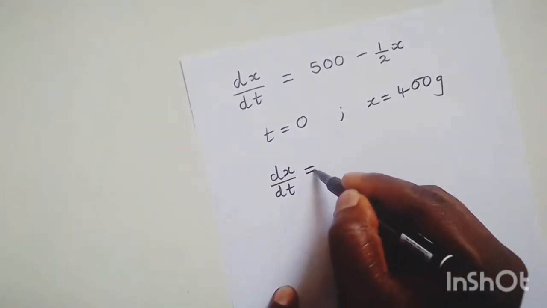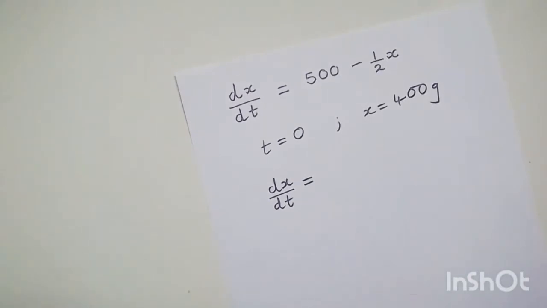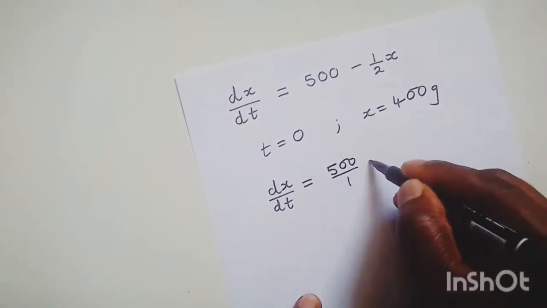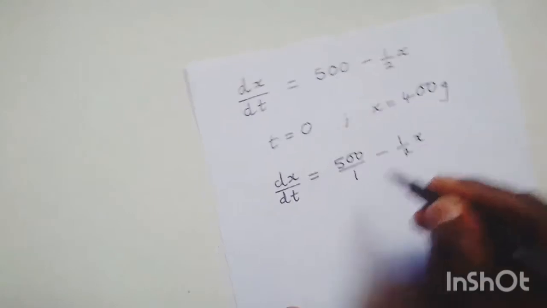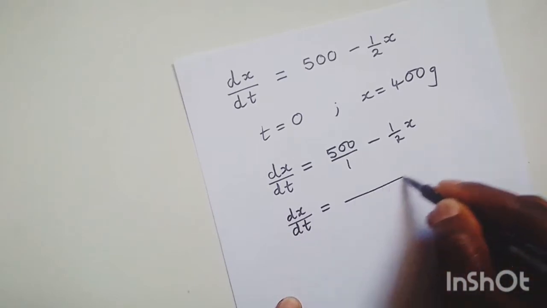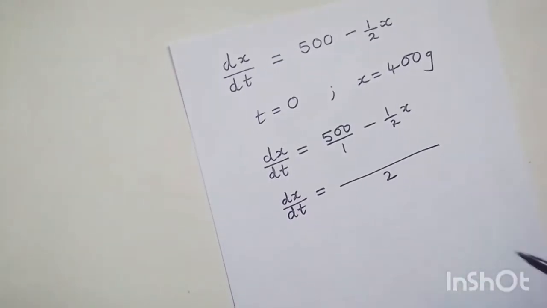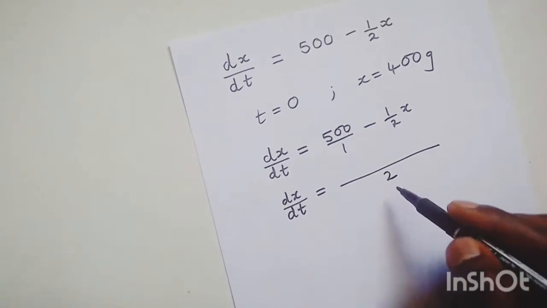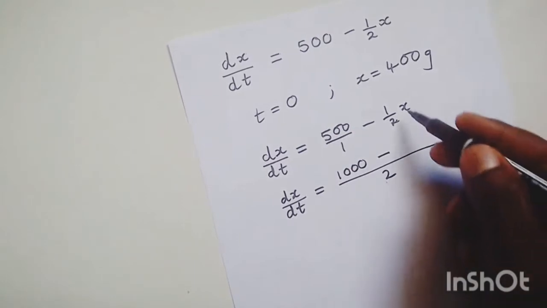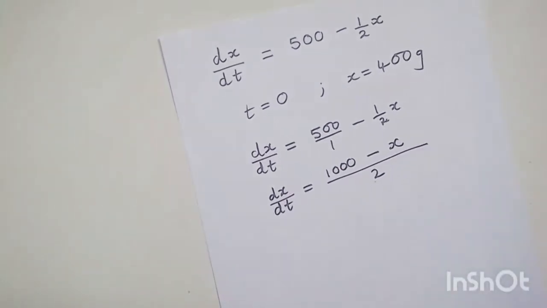Right. So for it to be possible to solve this differential equation, we have to combine 500 with minus half x to make it a single fraction. So I'm going to write 500 as 500 over 1 minus half x, right? So to make it a single fraction, you identify the LCM of the denominators, which is 2, right? 1 into 2, you get 2 times 500, it gives you 1000. 2 into 2, it gives you 1 times x, you get x. So we have managed to combine 500 and minus half x, right?